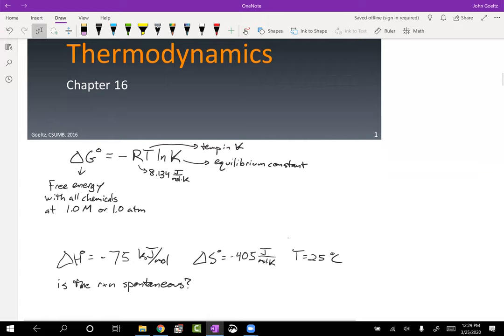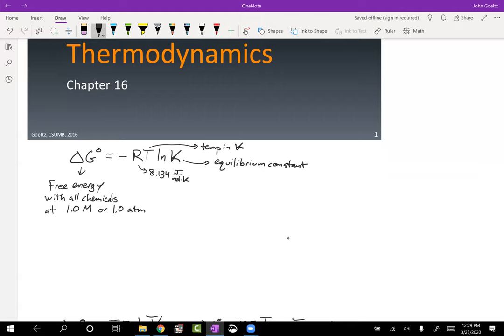And make a little space. The next one, which we'll use in the next question, is delta G naught equals delta H naught minus T delta S. And here, this is the free energy, delta G. This is enthalpy, which is usually heat or the energy that you get from the stabilization of the bonds.